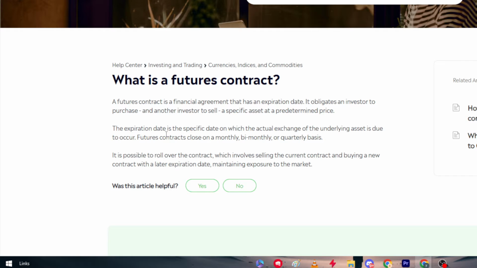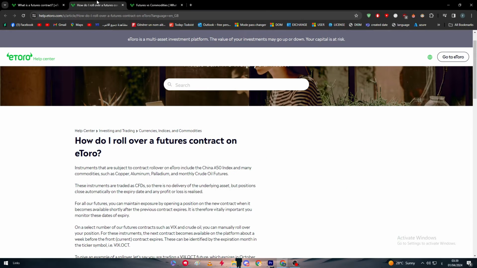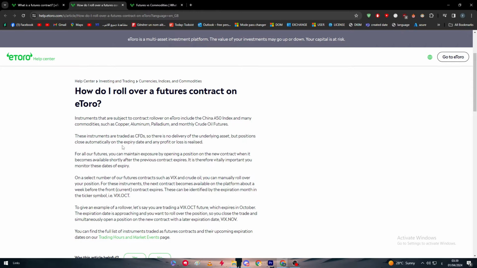Futures contracts close on a monthly, bi-monthly, or quarterly basis. It is possible to roll over the contract, which involves selling the current contract and buying a new contract with a later expiration date, maintaining exposure to the market. So this is for the futures contract. Now, how can you roll over a futures contract, or how can you trade futures contracts on eToro?